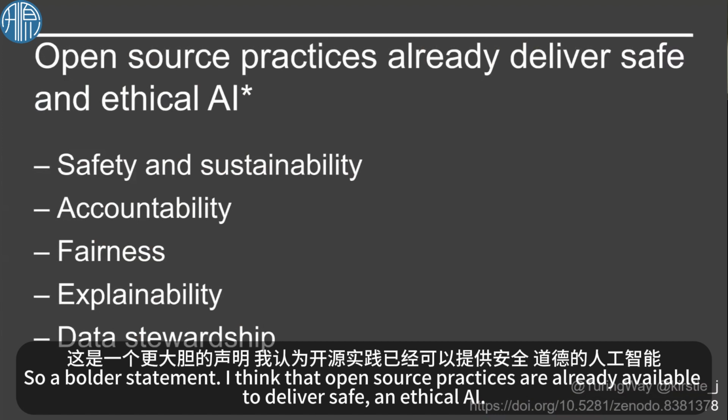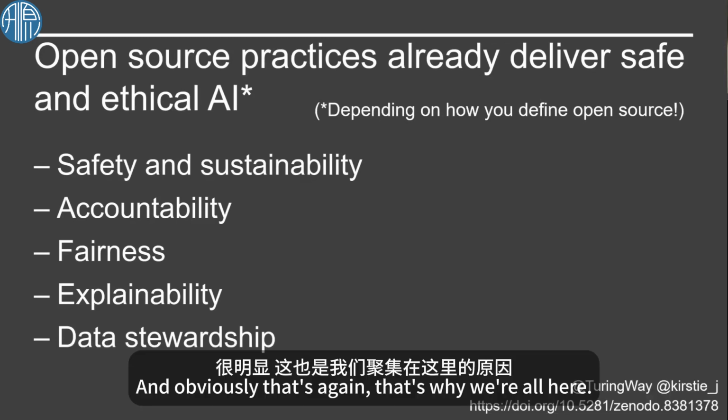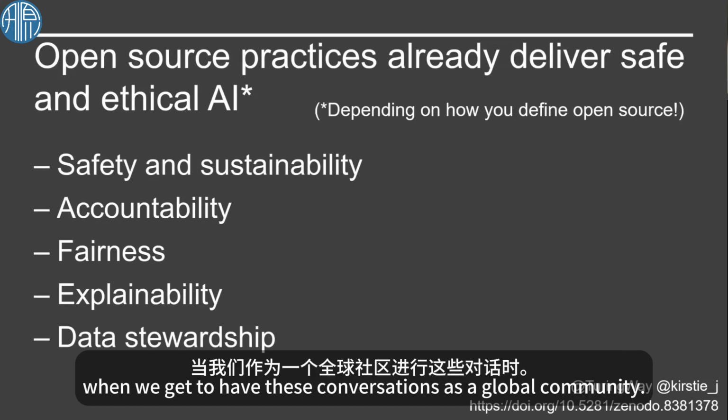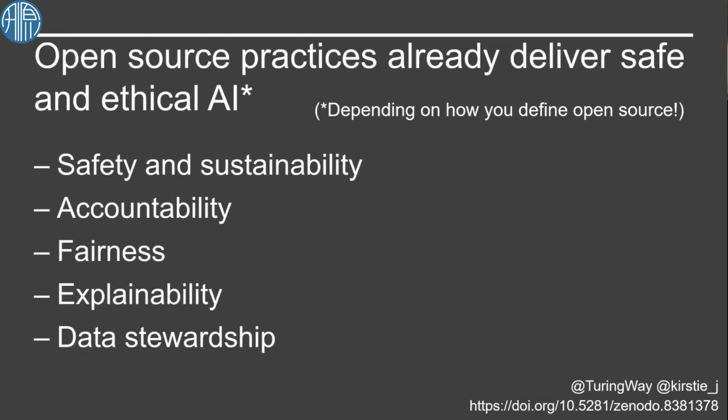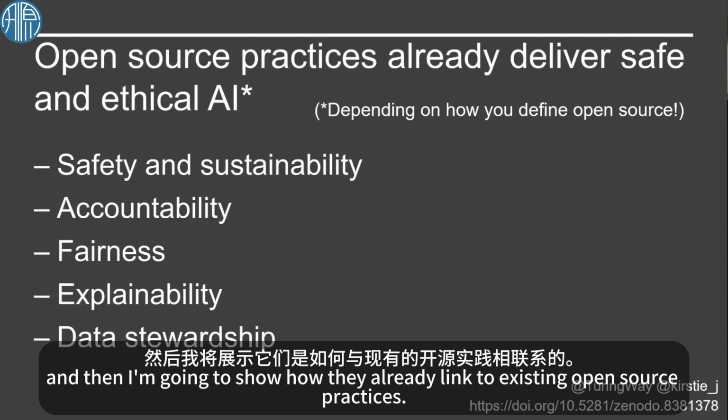So a bolder statement, I think, is that open source practices are already available to deliver safe and ethical AI. And the slight caveat here is that it depends a little bit on how you define open source. And obviously that's why we're all here. I'm so delighted that the OSI is facilitating this deep dive and we're getting to have these conversations as a global community. So in this talk, I'm going to go through the safety principles, and then show how they already link to existing open source practices.